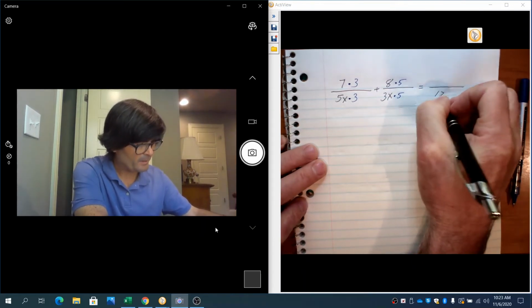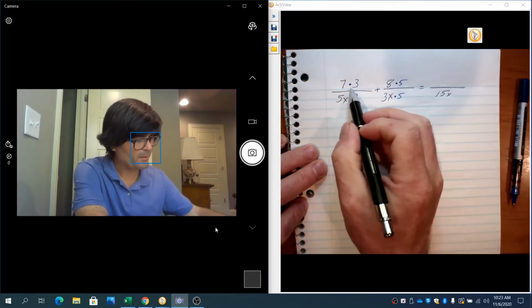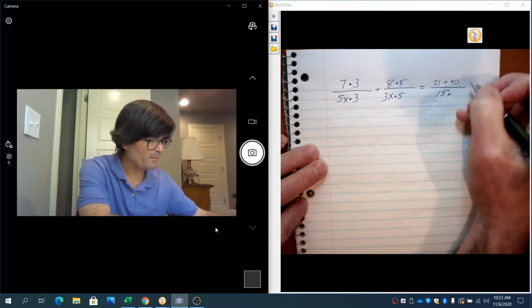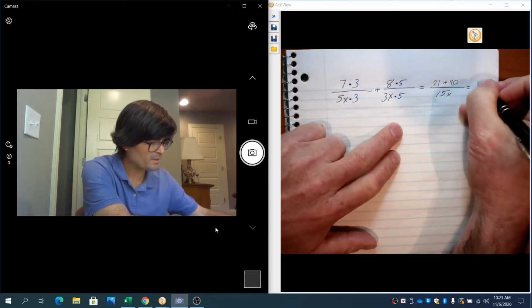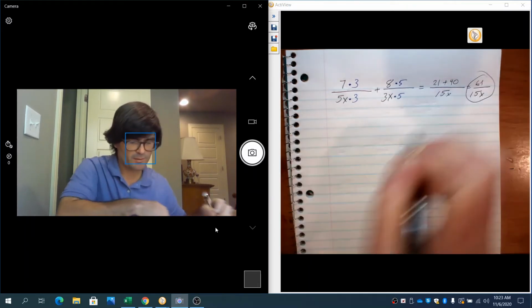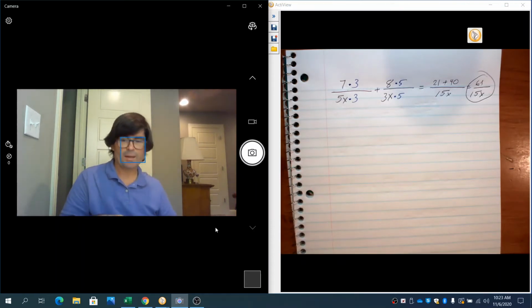On the bottom, we now have a common denominator of 15x. On top, we have 21. 7 times 3 is 21. 5 times 8 is 40, so we get 61 over 15x. That one is not so bad. Let's try a few more.